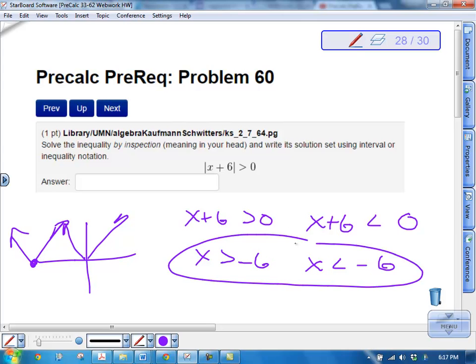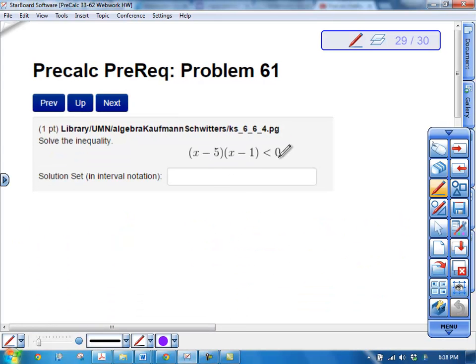Here's my answers. This is a parabola once again. They give us the key points at 1 and at 5. So test below 1, like 0. If you test 0, you get a negative and a negative, which makes a positive. Test in between there, like 2, you get a negative and a positive, which makes a negative. And test above that, once again, you get a positive. So when is this thing less than 0? You'd say from 1 to 5 in interval notation.